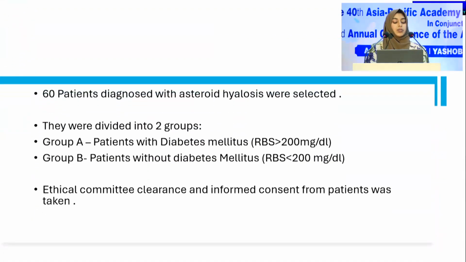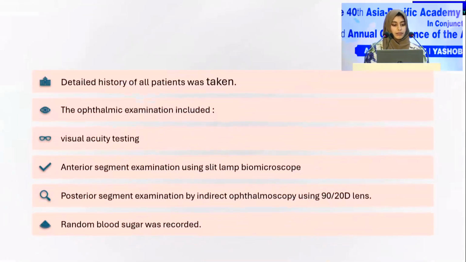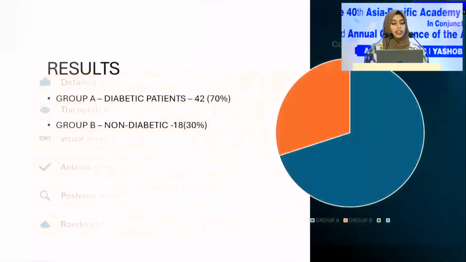About 60 patients diagnosed with asteroid hyalosis were selected. They were divided into two groups, Group A and Group B. Group A had patients with diabetes and Group B without diabetes. Ethical committee clearance and informed consent from patients were taken. Detailed history of all patients was taken. The ophthalmic examination included visual acuity testing, anterior segment examination using slit lamp, posterior segment examination using IDO, and the random blood sugar of the patients was recorded.